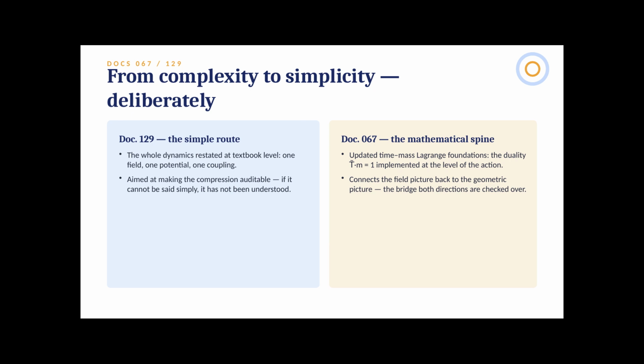Slide 22. 2 documents, 2 moods. Document 129 is the simple route. It rewrites the whole dynamics at textbook level. 1 field, 1 potential, 1 coupling. The goal there is to make the compression auditable, in the spirit of, if you can't say it simply, you haven't really understood it yet.